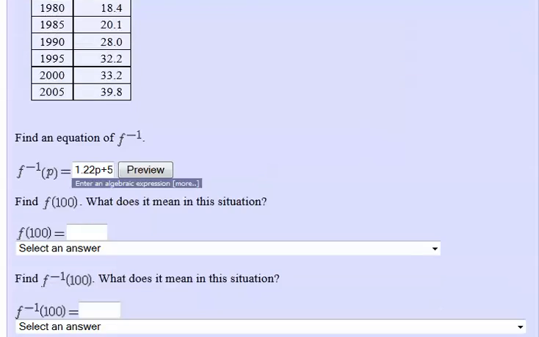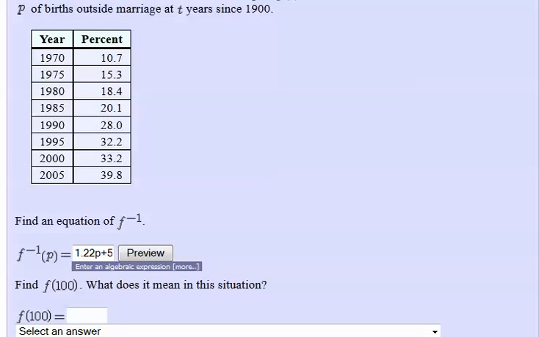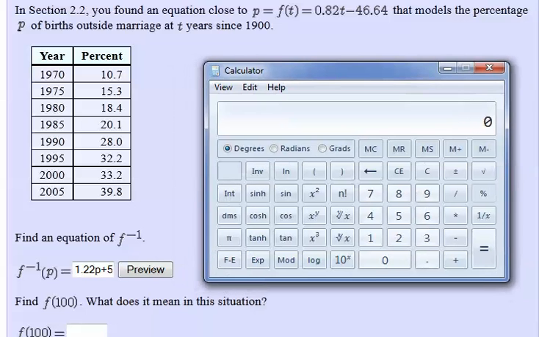We're asked to find f of 100. f of 100 means that we're going to replace t in the f function. We're going to replace this t here with 100. So 0.82 times 100 minus 46.64, and we get 35.36.